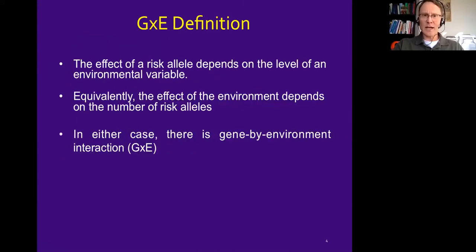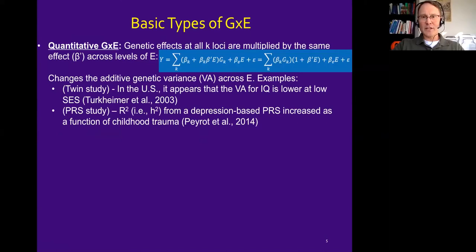So I'll start with the two types of G by E. Obviously G by E refers to the case where the effect of an allele depends on the level of an environmental variable, or equivalently, the effect of the environment depends on the number of risk alleles that you have. In either case, we'd say that there's a gene-environment interaction.